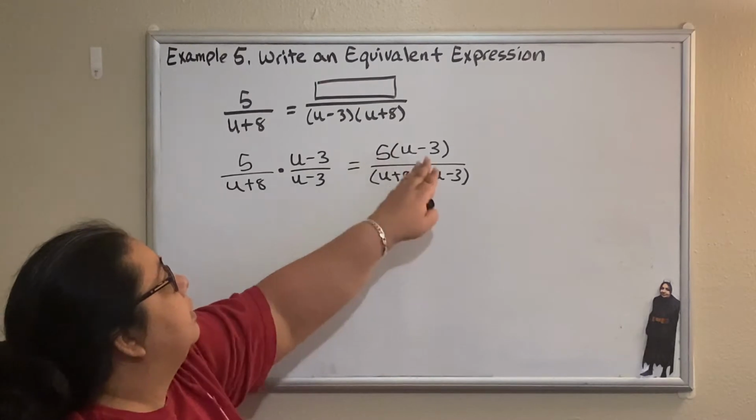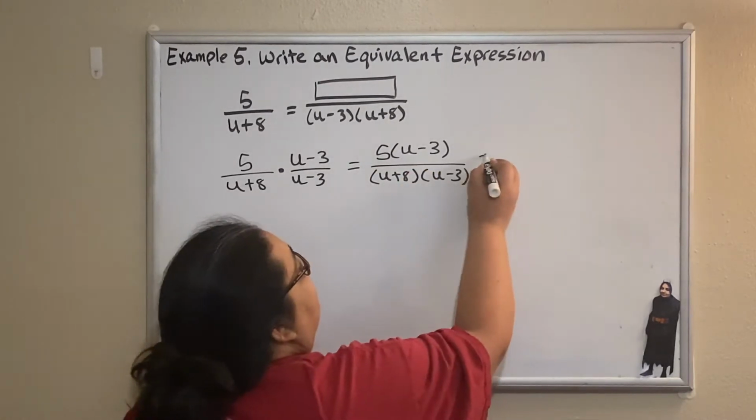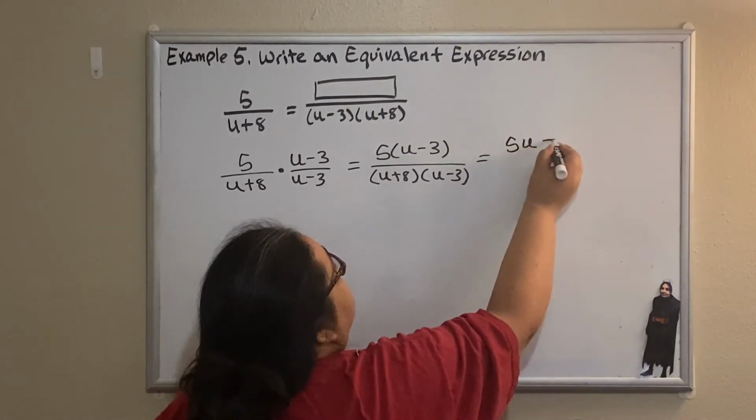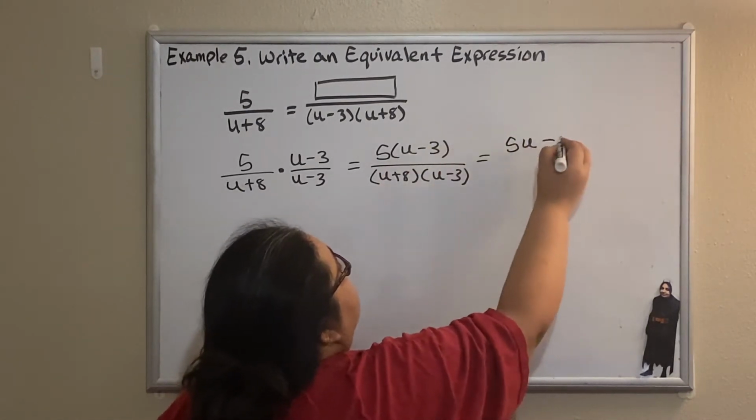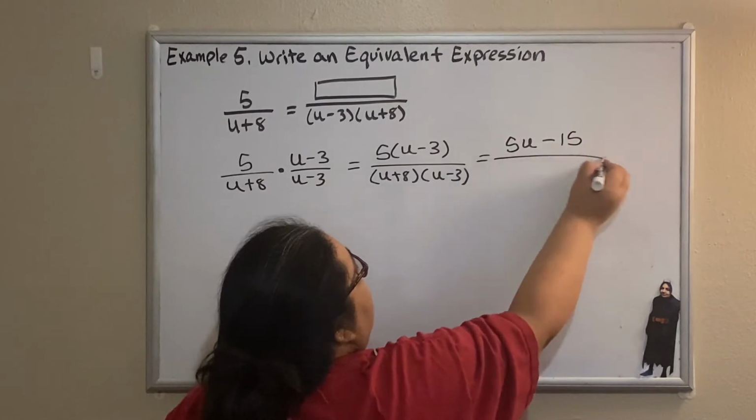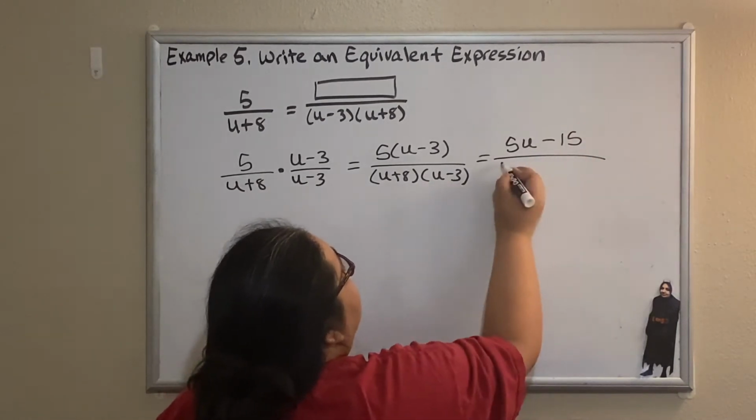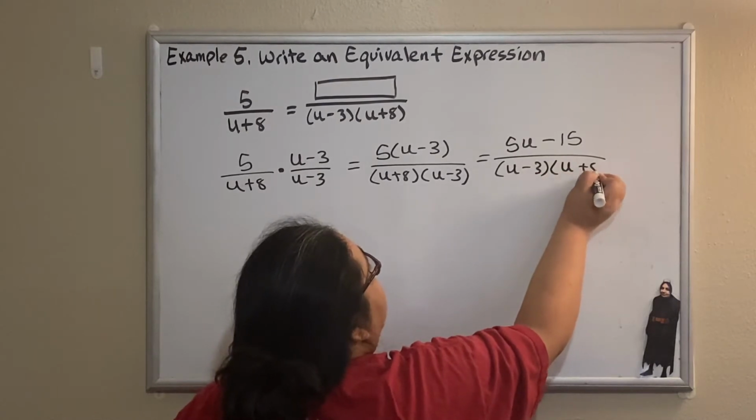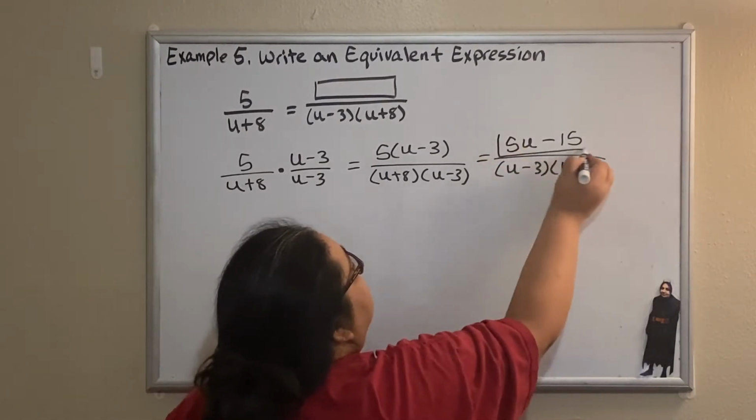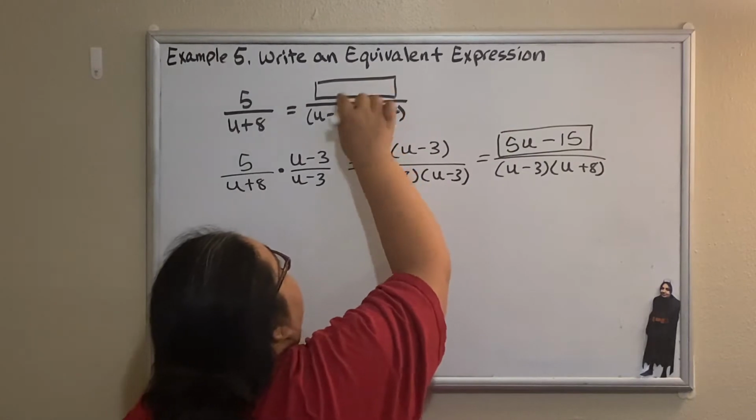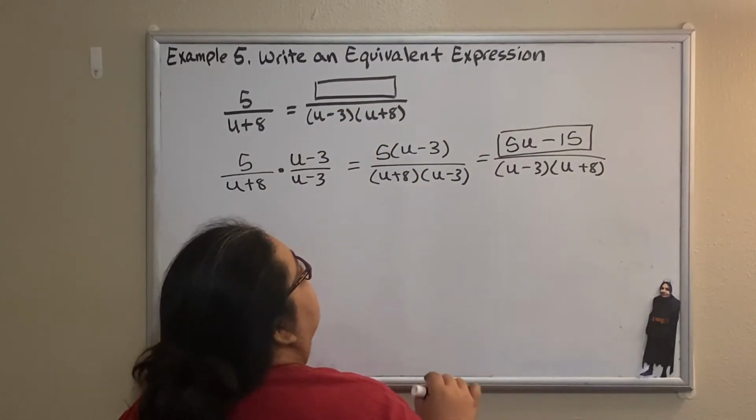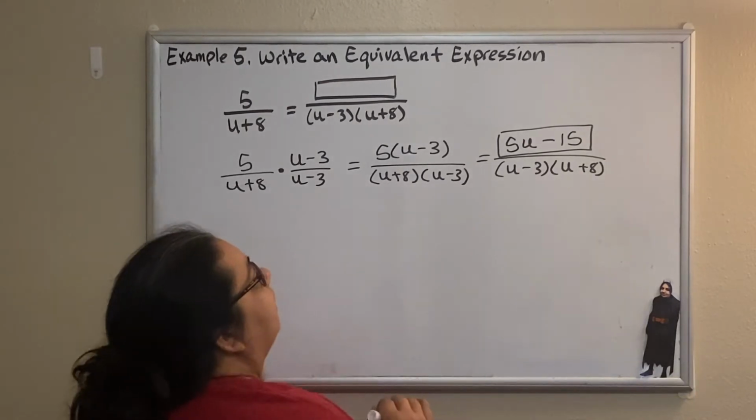What we could do is distribute the 5 and say 5 times u is 5u minus 3 times 5 is 15. And then if you want to rewrite these the other way, that's fine. You can say u minus 3 times u plus 8. So this is the term that we would write up here so that we would have an equivalent expression. So this is my equivalent expression.